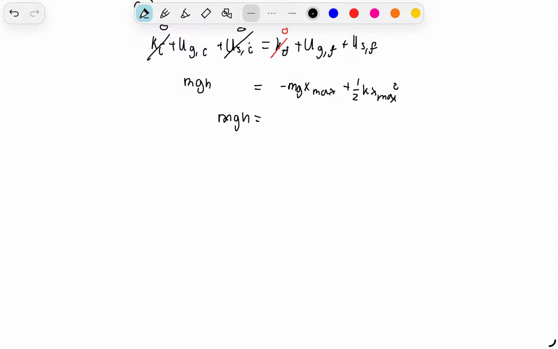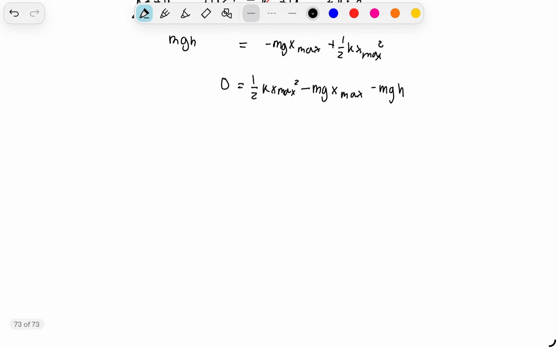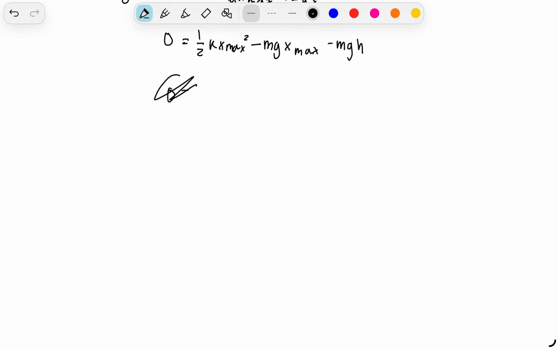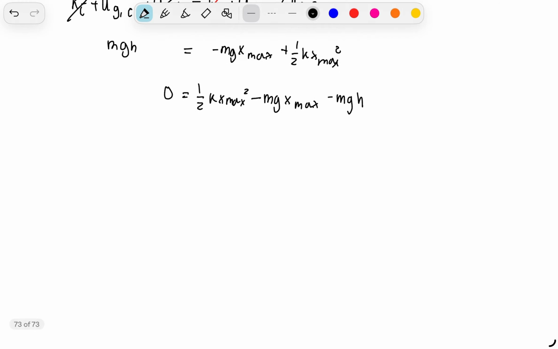mgh is equal to this. We can just move that to the other side, actually. So we have 0. And you could also factor this when it was like this, and also move that 1/2 k x max to one side.